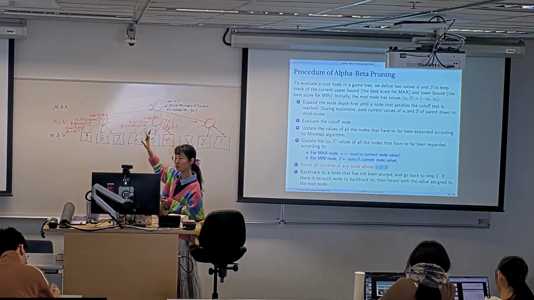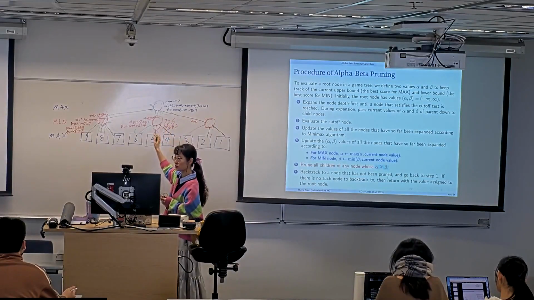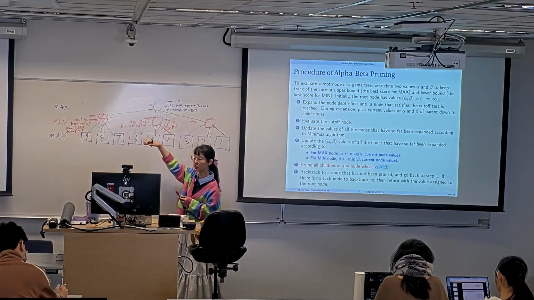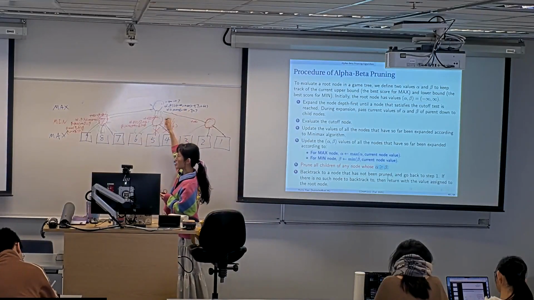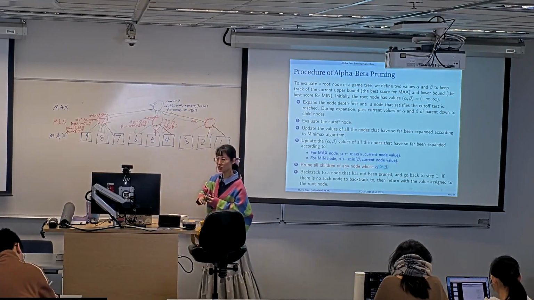In this case, note that we don't need to update anything because all other nodes have been pruned. That means this branch does not affect the final decision. So nothing will be updated here. And then we continue to the 3rd branch.